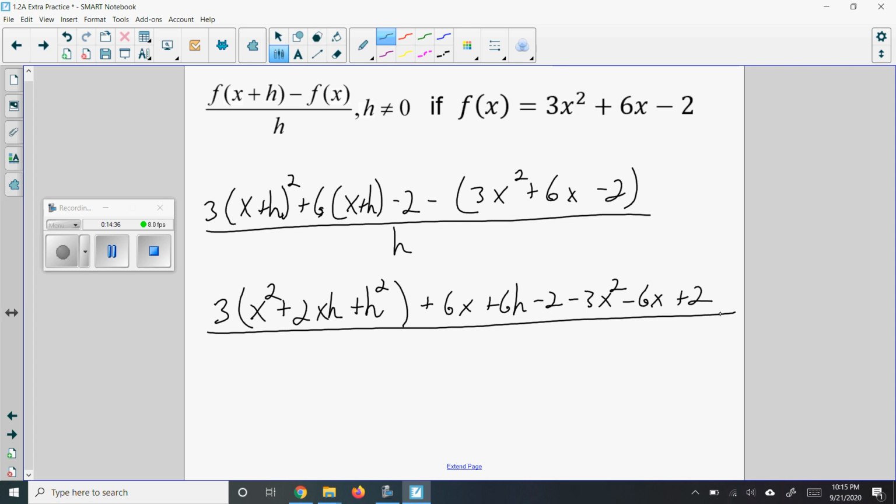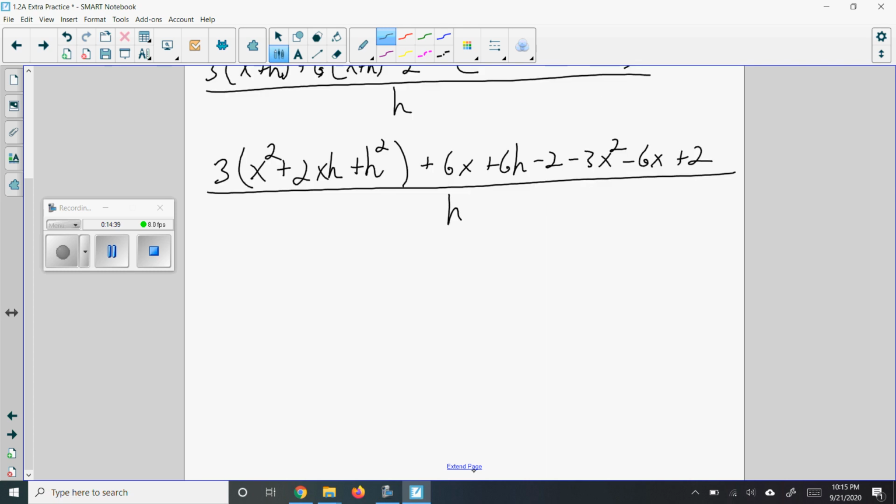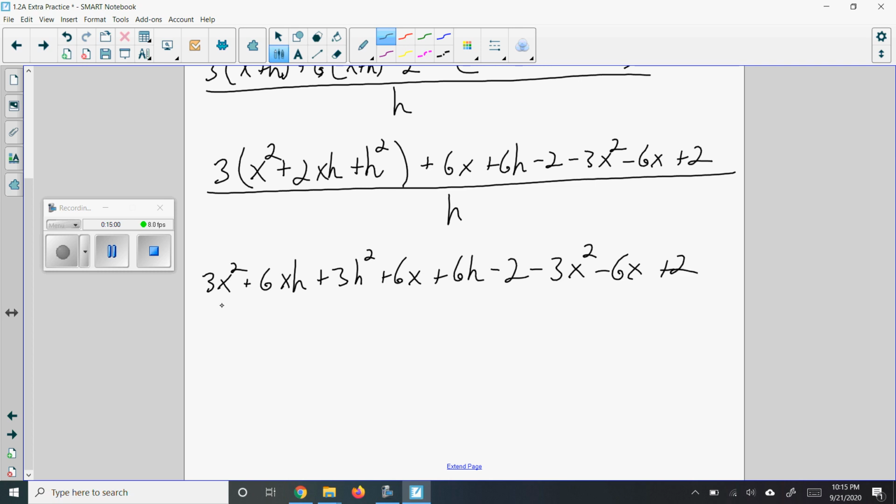Oh, this is getting long. Okay, so now we can distribute this 3. So 3x squared plus 6xh plus 3h squared plus 6x plus 6h minus 2 minus 3x squared minus 6x plus 2 all over h. Now let's see what we can cancel out. 3x squareds will cancel out. The 6x's will cancel out. The 2 and the negative 2 will cancel out.